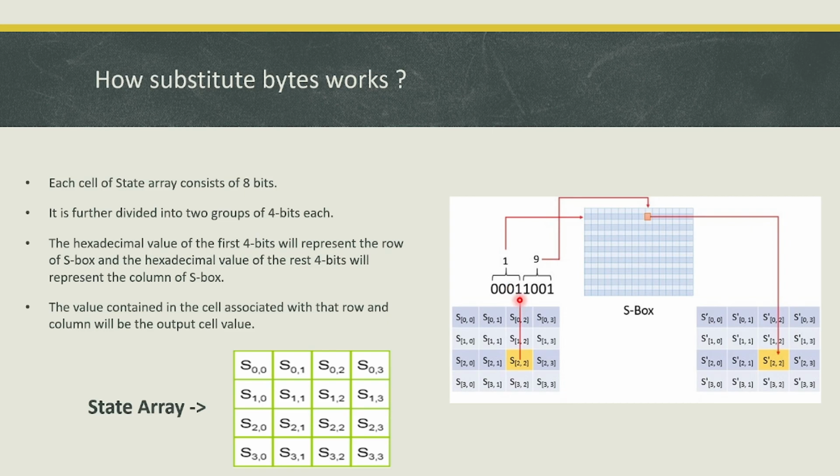The first 4 bits represent the row in the S box, and the last 4 bits represent the column in the S box. We have to convert this binary value into a hexadecimal value, and this hexadecimal value will show us the row and the column value. Now we substitute the cell with the cell indicated by the row and column. We have to perform this on every cell, and we are done with this step.